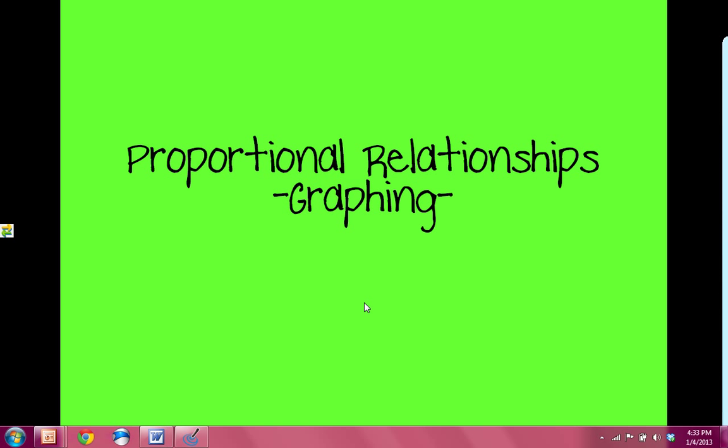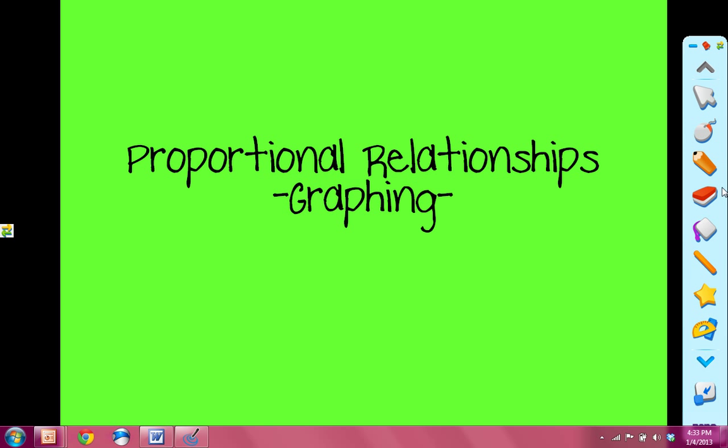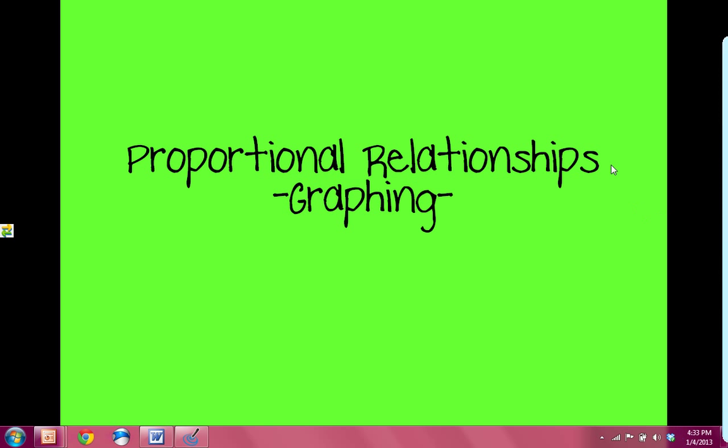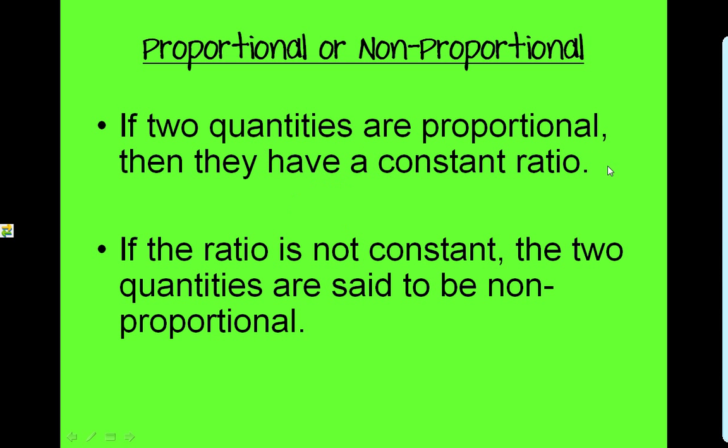Today we're going to learn about proportional relationships and how that relates to graphing. How does a graph show proportional relationships? Things that you'll need to know: proportional or non-proportional. If two quantities are proportional, then they will have a constant ratio. If the ratio is not constant, the two quantities are said to be not proportional.